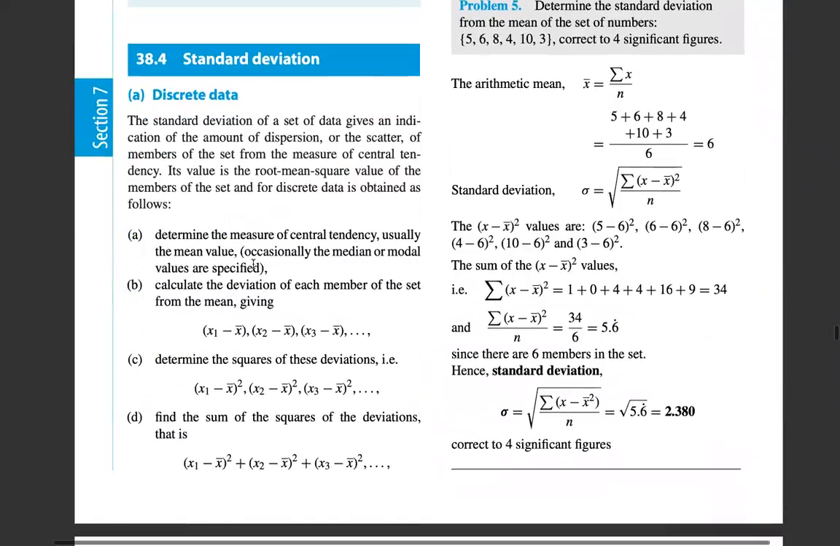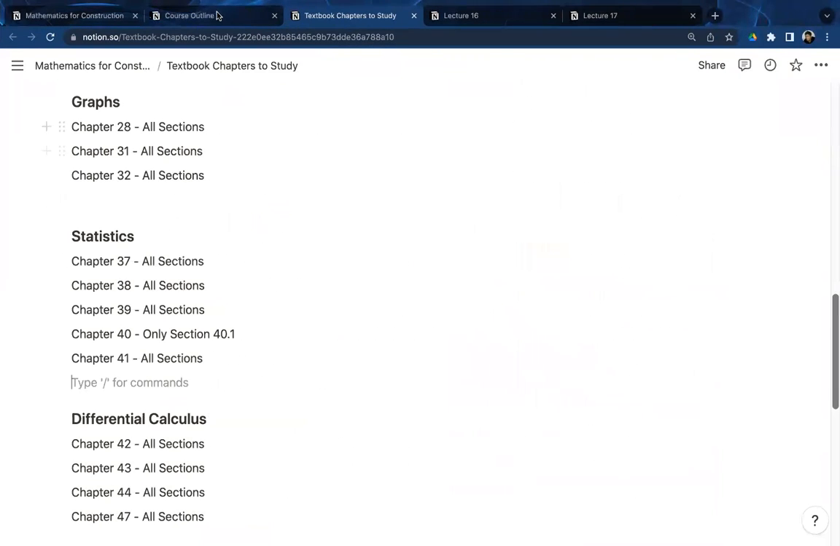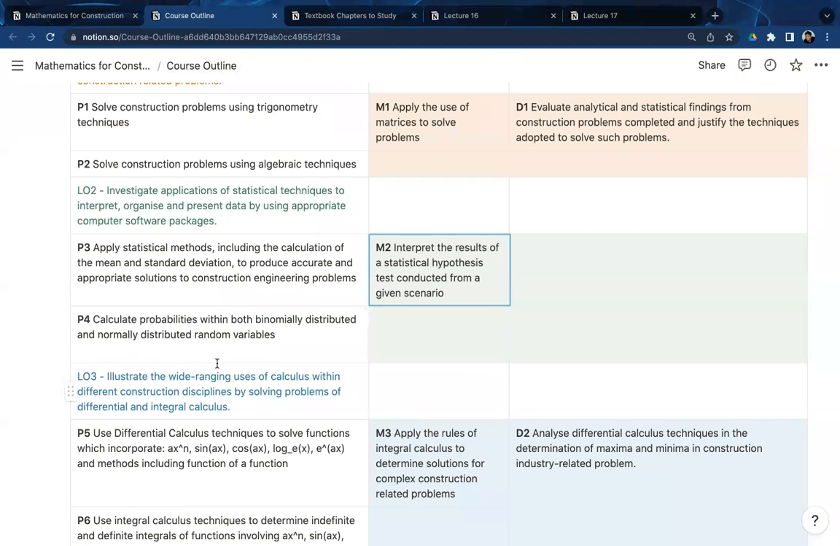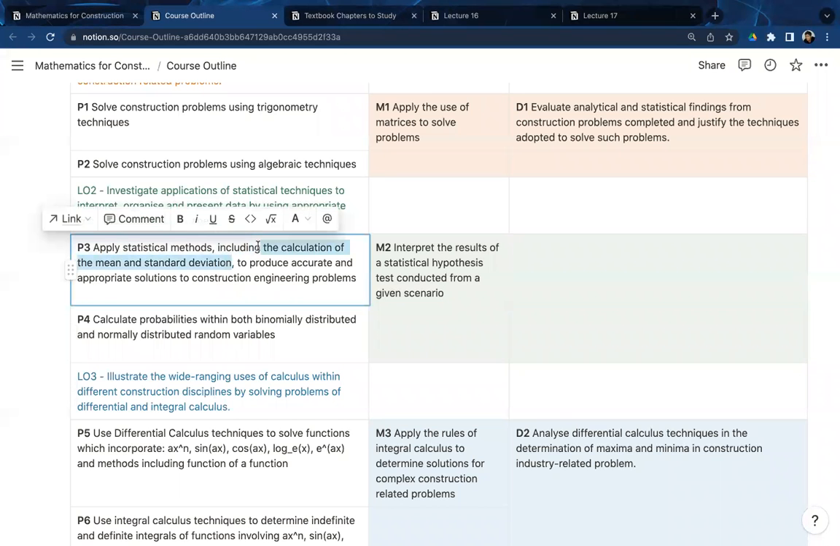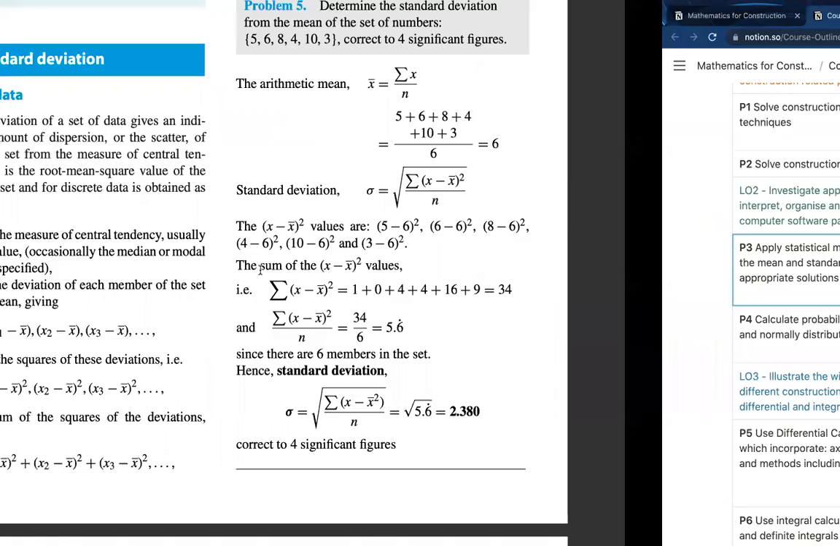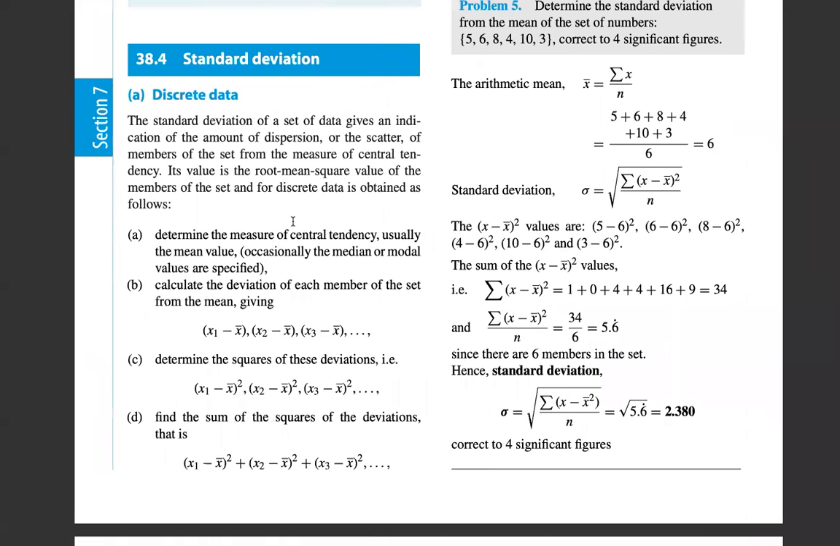This is what we want to get to here, because this is what is in your learning outcome: calculation of mean and standard deviation, P3. That's what we're trying to get to. Standard deviation is a concept in statistics that gives you a measure of the spread of the data. That will make sense to you in a while, right?